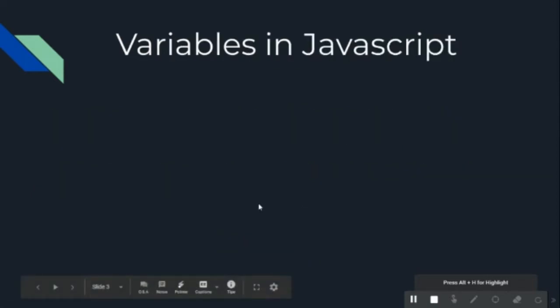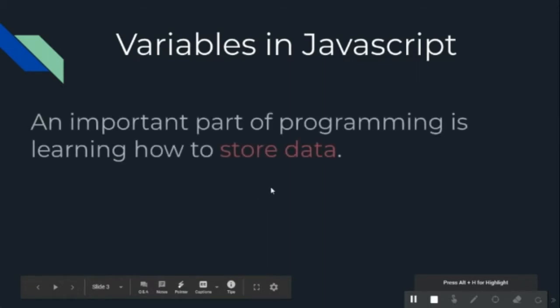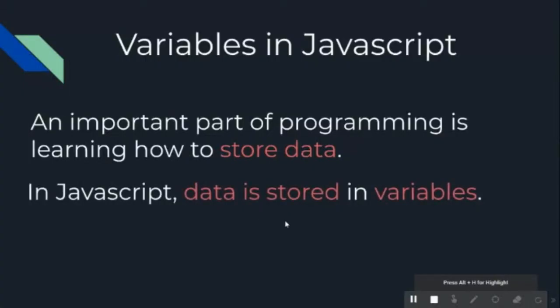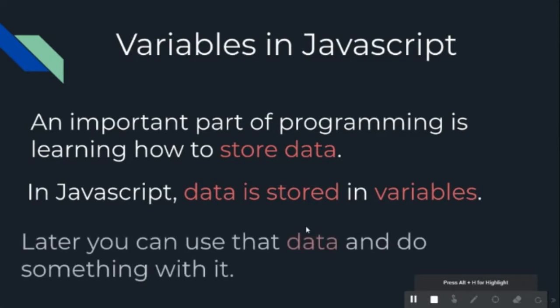Now let's talk about variables in JavaScript. An important part of programming is learning how to store data. In JavaScript, data is stored in variables. Later, you can use data and do cool stuff with it. But for now, we are going to learn the basics. But we'll get there.